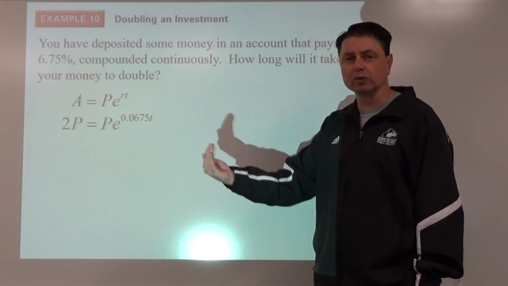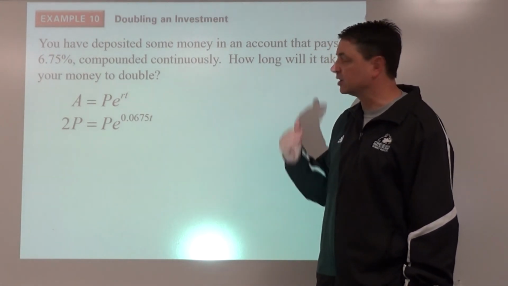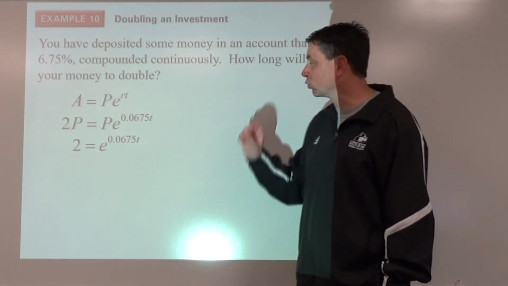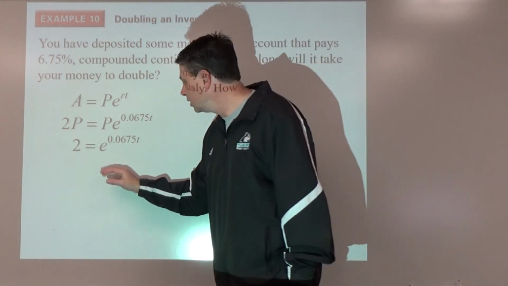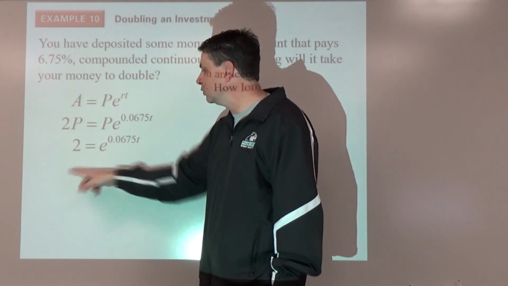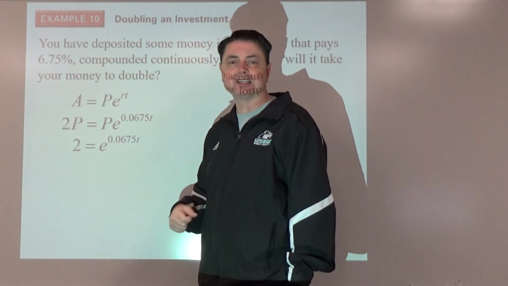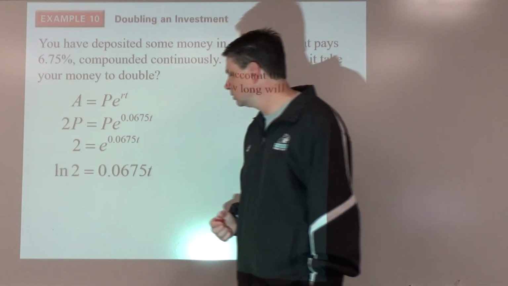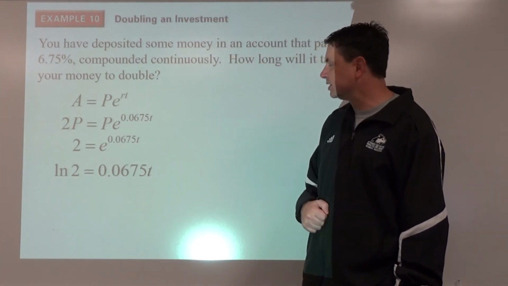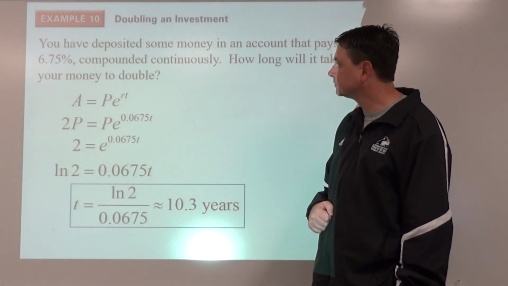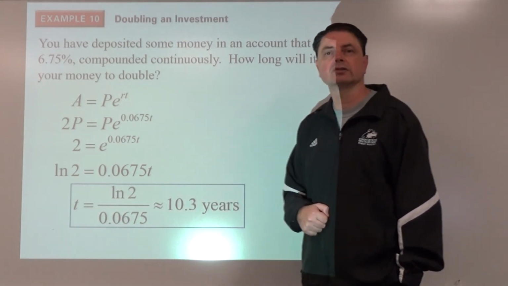And then we can divide both sides by P. And we're here. And we can rewrite this from exponential form to log form by moving the base. So if we're talking about log base e of 2, that's the natural log of 2. Divide by 0.0675, and we've got our t. 10.3 years.